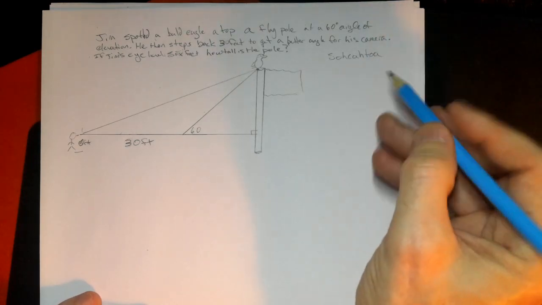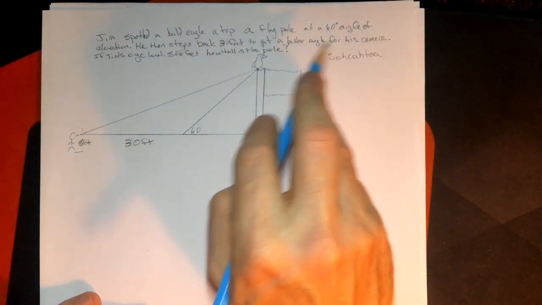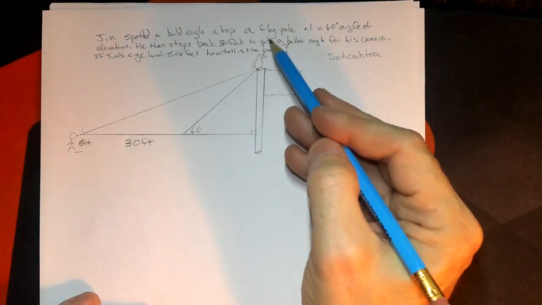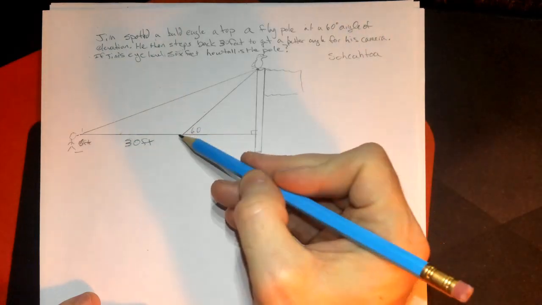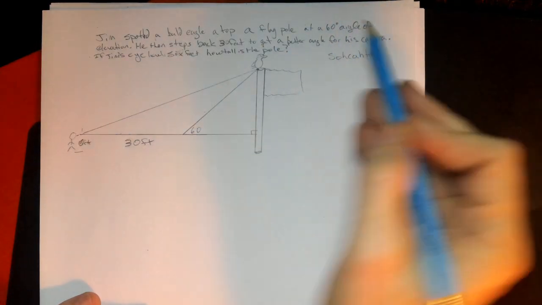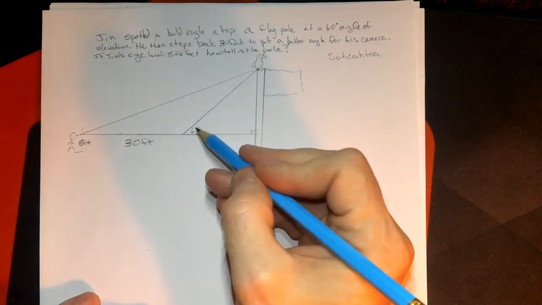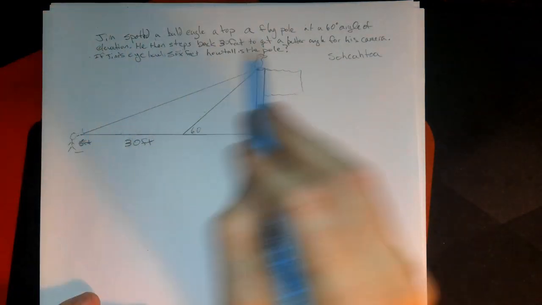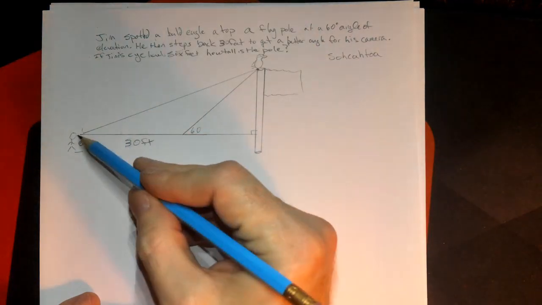It just allows us to identify our trig ratios very quickly. But let's look at the question. Jim spotted a bald eagle atop a flagpole at a 60-degree angle. So he saw it from here, and it's at a 60-degree angle of elevation, so he's looking up. Okay, and he then steps back 30 feet to get a better angle for his camera.